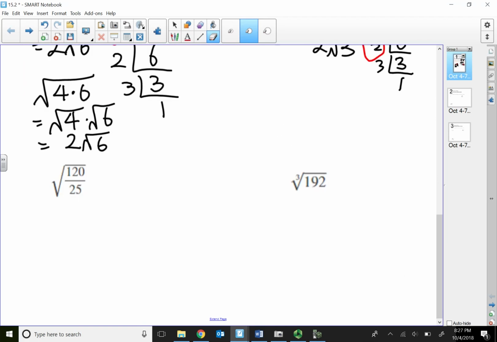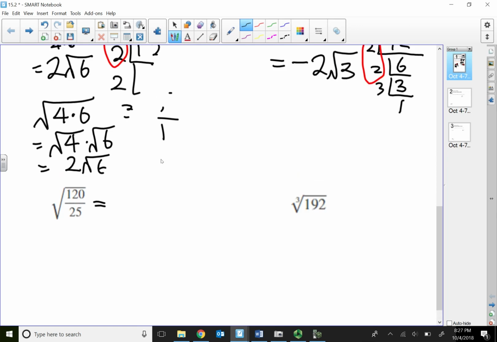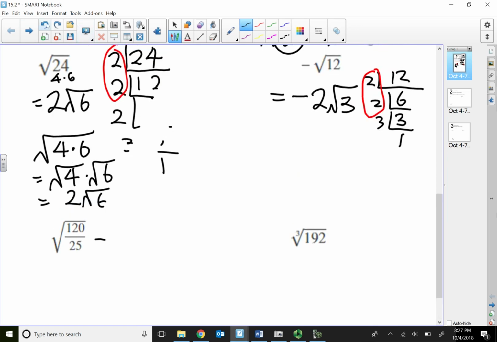Alrighty, now let's do this problem. If you put this problem in the calculator, it's simply going to be some sort of irrational number with a bunch of decimals. So we really can't do too much with that. For this problem, I'm actually going to split this into two separate radicals initially.